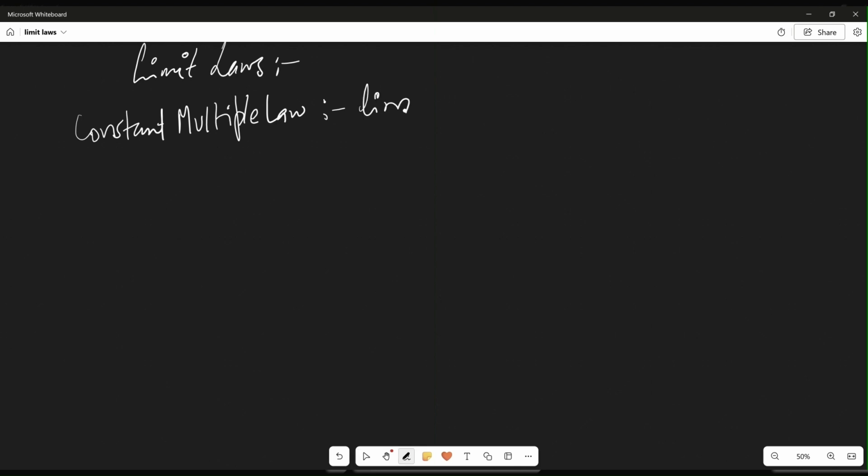The limit as x approaches a of a constant times a function is the constant times the limit of the function as x approaches a.